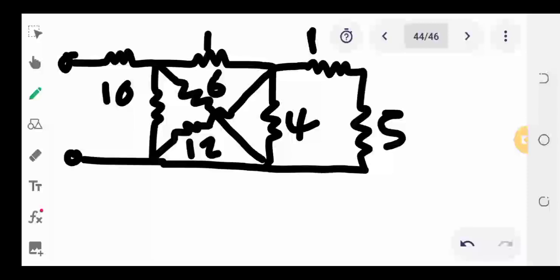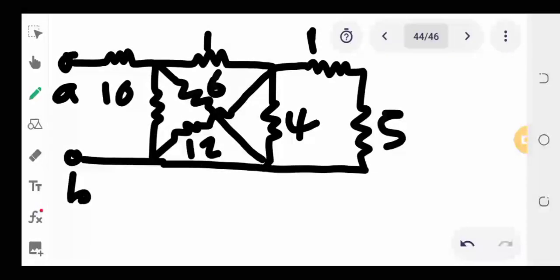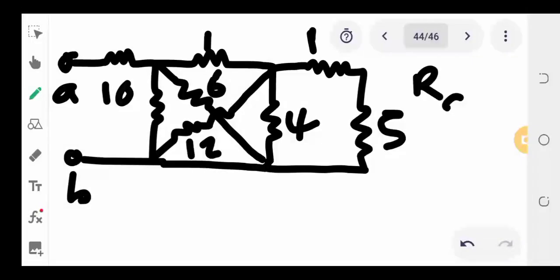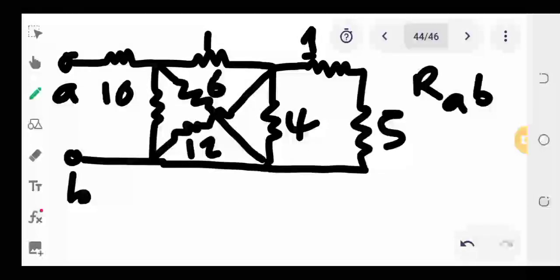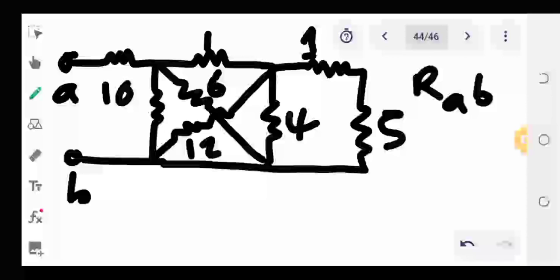So the first thing that we have to do in this circuit, we have been asked to calculate the equivalent resistance across AB. So the question is to come up with the R across AB. So in this case, we need to simplify this circuit in as far as arriving at the equivalent resistance across the terminals AB is concerned.